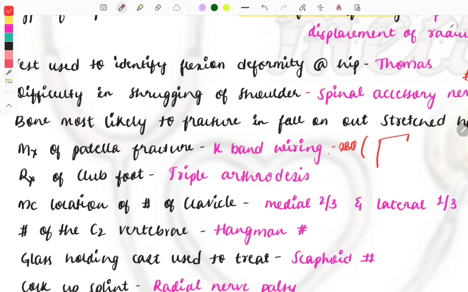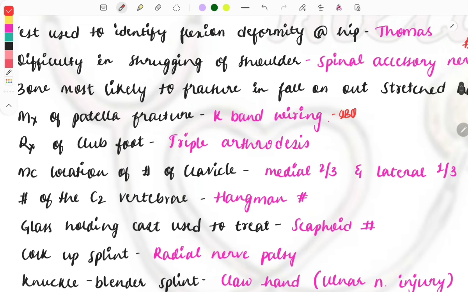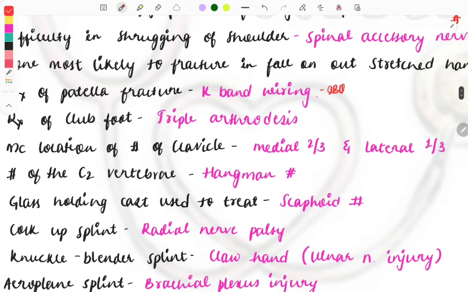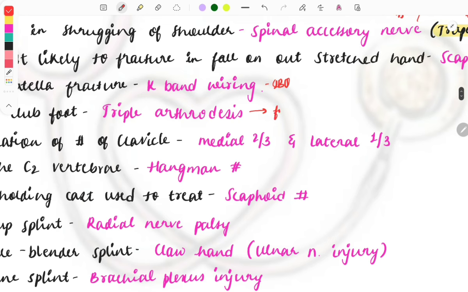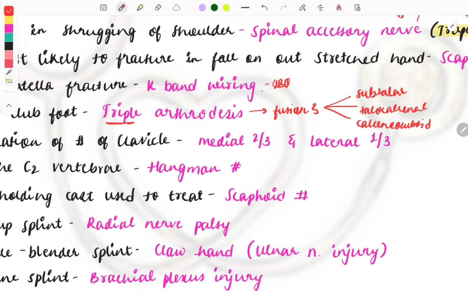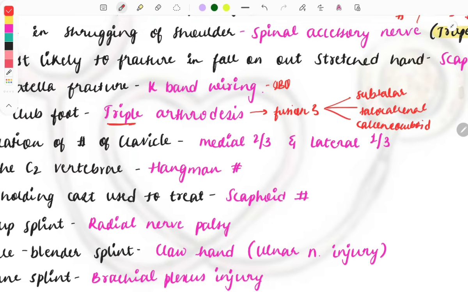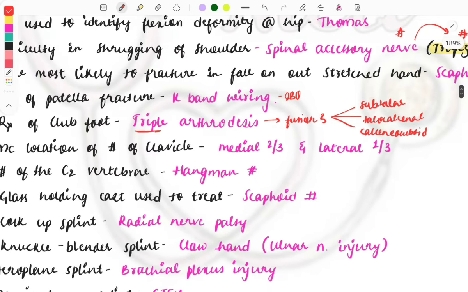Okay, so they can give the image of the patella fracture and they can ask what is the management. Then treatment of the club foot, it is the triple arthrodesis, and what happens in the triple arthrodesis is we will be doing the fusion. So fusion of the three joints, as already written, triple. So the three joints which are fused are the subtalar, talocalcaneal and calcaneocuboidal joints. So all these three joints are fused.